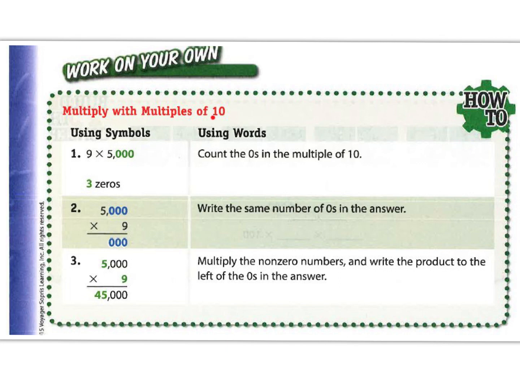All right, this says multiply with multiples of 10. So using symbols, 9 times 5,000, count the zeros in the multiple of 10. So there are 1, 2, 3 zeros. Then write the same number of zeros in the answer. So I was doing it at the end, you can do it at the beginning. And then multiply the non-zero numbers and write the product to the left of the zeros in the answer. So here, they kind of did it just the opposite of what I was showing you. You can do it either way. So they put the 3 zeros first, and then 9 times 5 is 45, so your answer is 45,000.